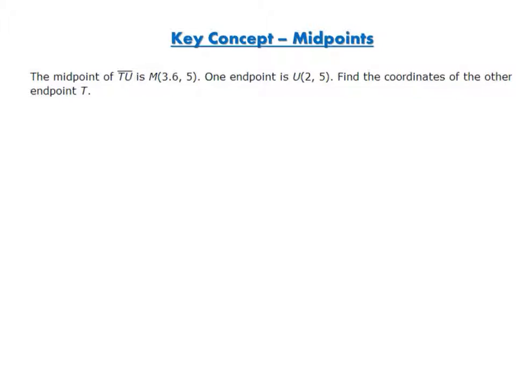The next example says the midpoint is 3.6, 5. One endpoint is 2, 5. They want to know what the other endpoint is. My midpoint is half, so I'm going to take both of those numbers times 2 and put them on the other side of an equal sign.